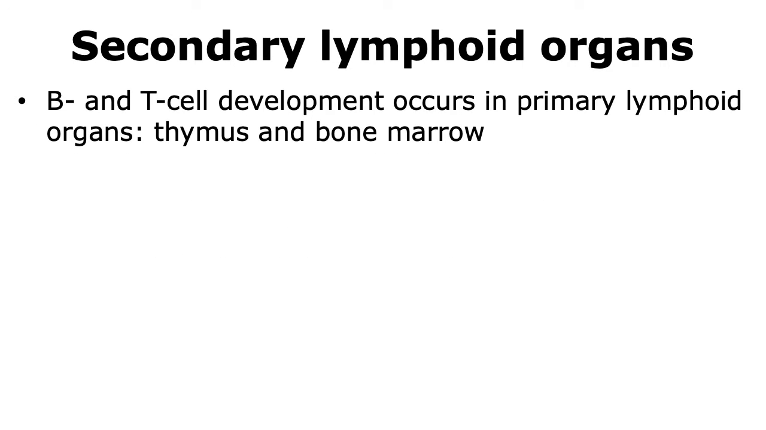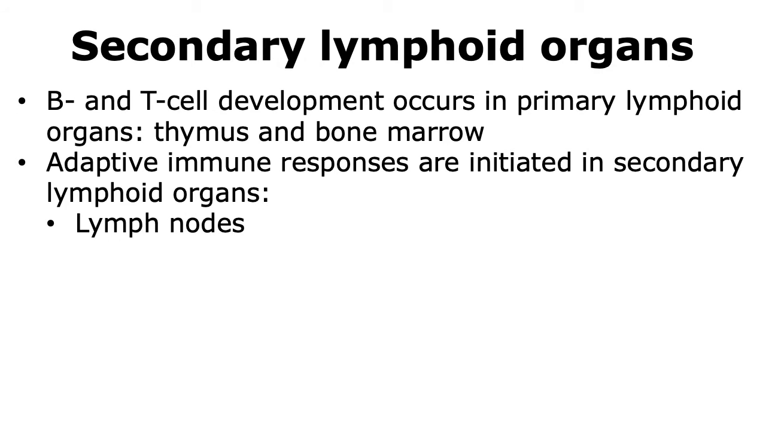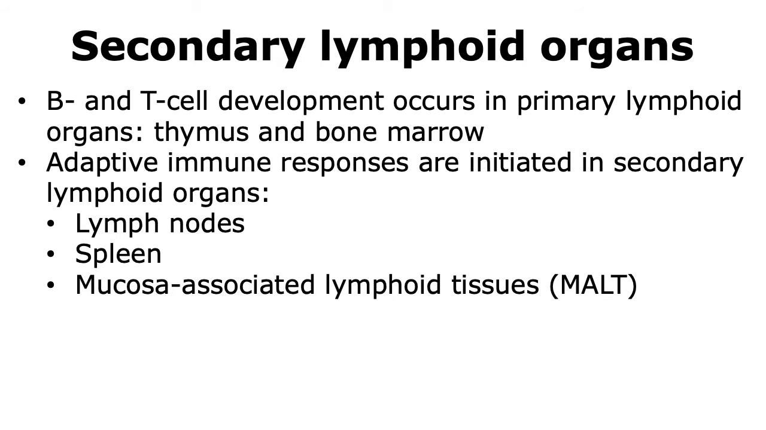B and T cells are formed in primary lymphoid organs like the thymus and the bone marrow. Even though B and T cells play an important role in adaptive immune responses, the adaptive immune responses are actually initiated in the secondary lymphoid organs and not the primary lymphoid organs. Thus, adaptive immune responses are initiated in lymph nodes, in the spleen, or in mucosa-associated lymphoid tissues. Thus, the B and T cells have to go to the secondary lymphoid organs in order to be activated.